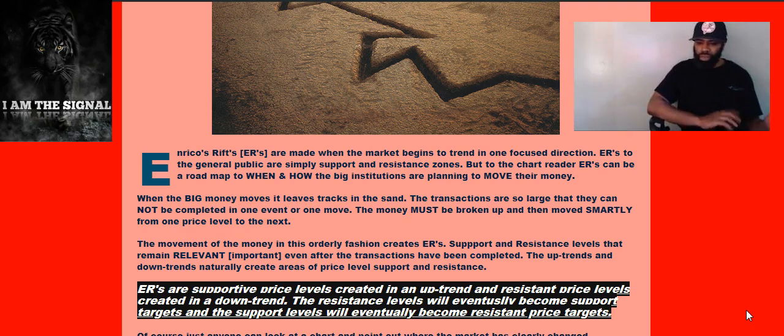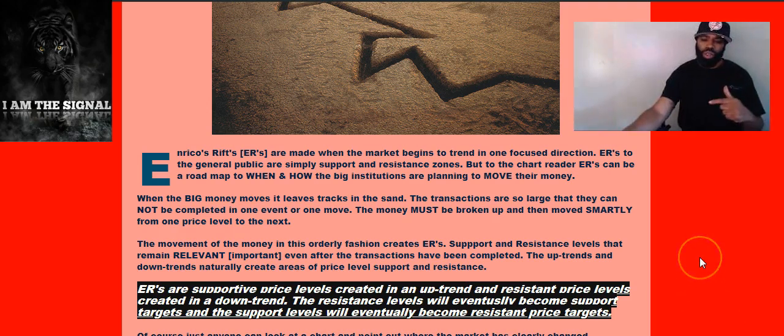All right? So when the big money moves, it leaves tracks in the sands, right? Because the transactions that they're doing are so large, it's impossible for them to hide it. And they can't do it all at one time. They're moving so much money, they can't move all of it at once, right? So they must break the money up, and they must smartly, wisely, logically move the money from one price level to the next price level, okay?